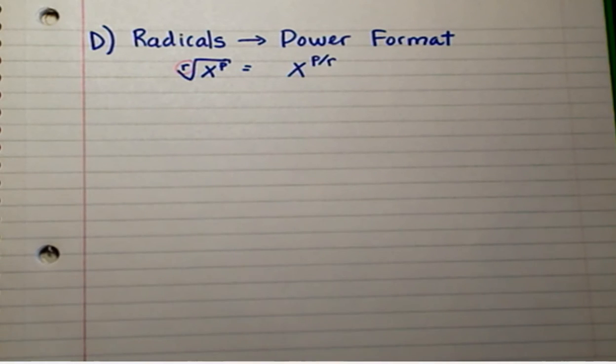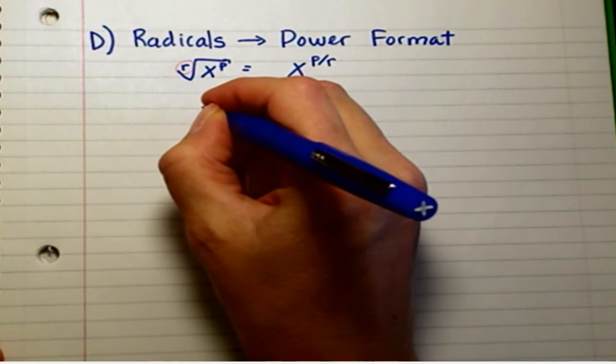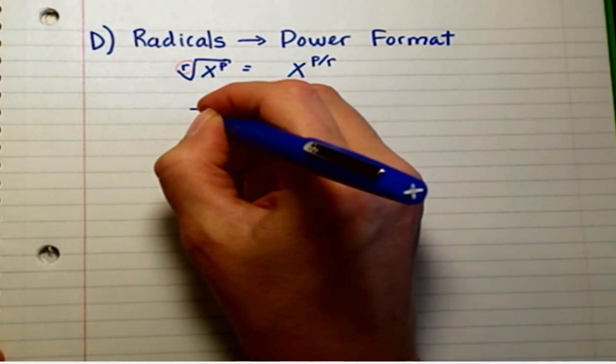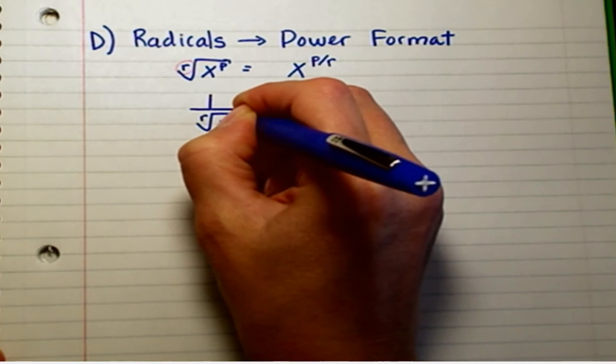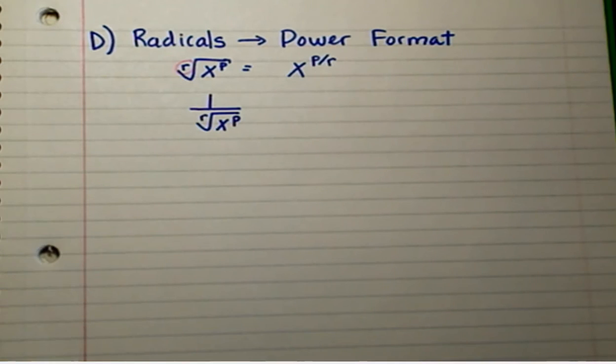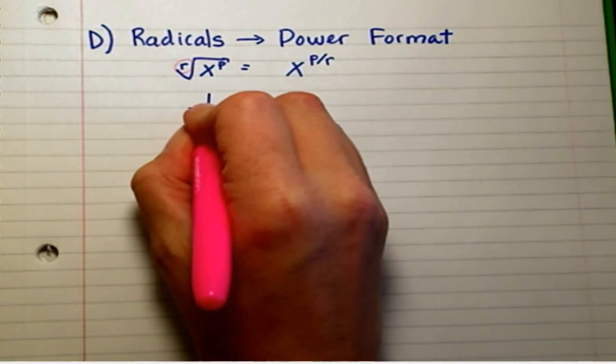Now, we have to sort of put the two pieces together. Okay? 1 over root x to the p. You can do this in 2 steps, but I'm going to do it in, I suppose, 1. You can, but guys, you can do this.